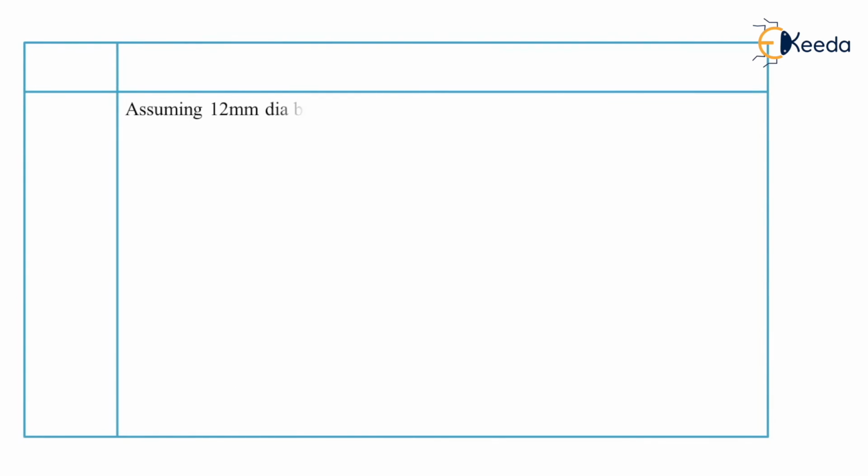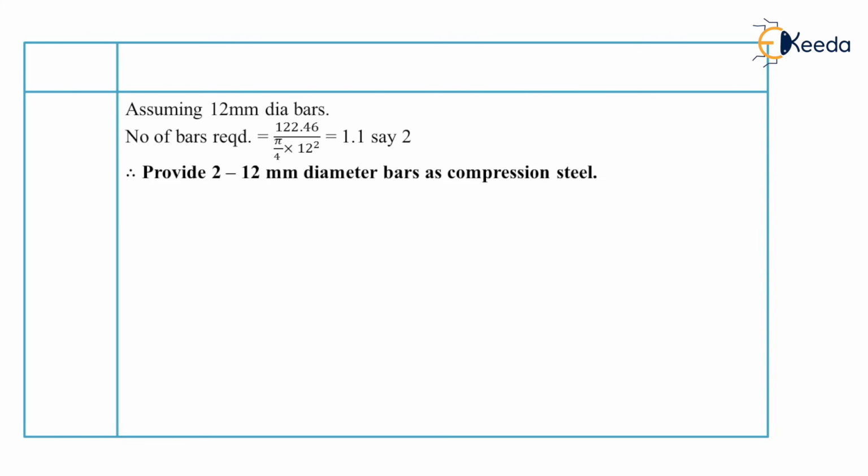For compression steel, we will assume 12 mm diameter bars, and now we will calculate the number of bars. We know the formula for number of bars: total area of steel upon area of one bar. Area of steel in compression is 122.46, area of one bar is pi by 4 into 12 square. Therefore number of bars required is 1.1. So we will provide 2 bars of 12 mm diameter as compression steel.